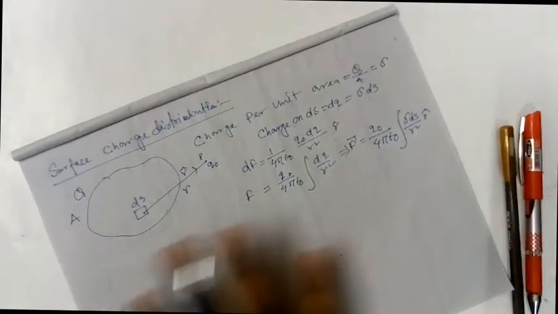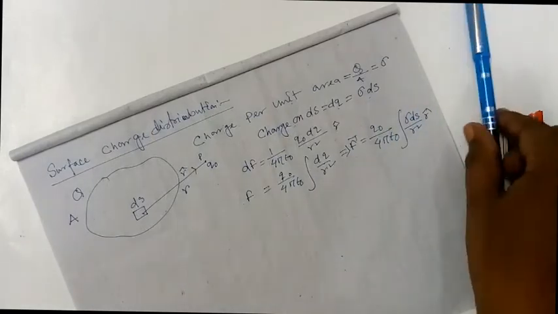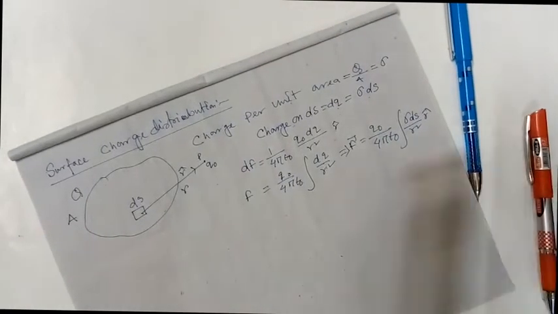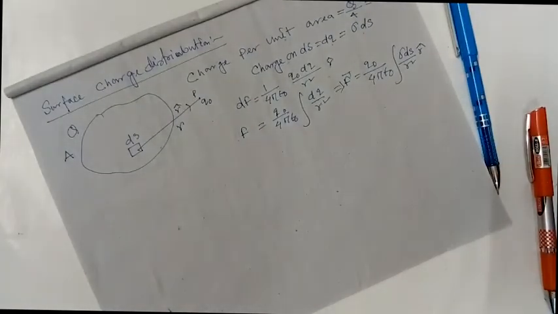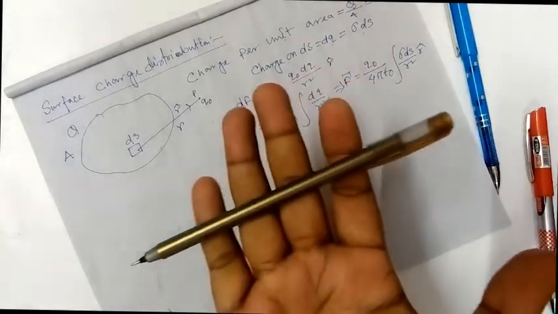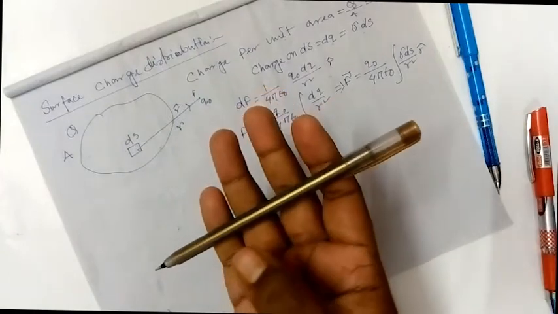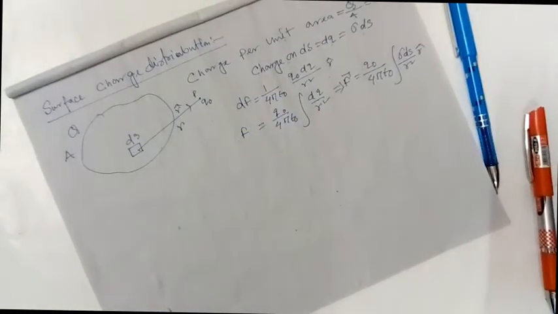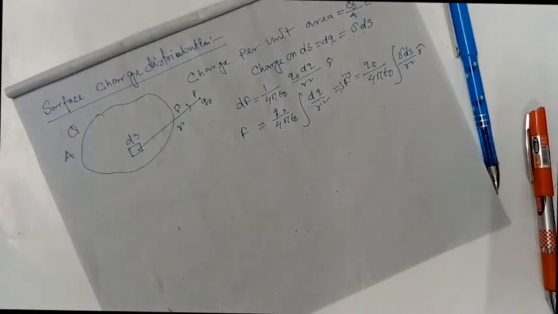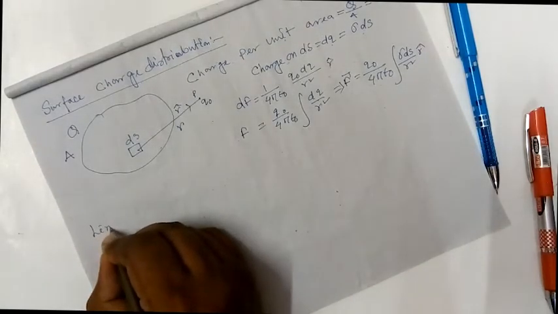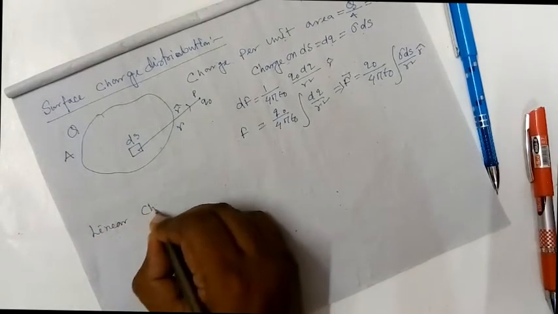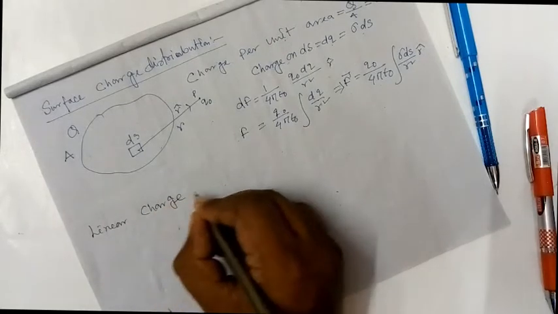Okay, surface charge distribution. Next we will go for linear charge distribution. Assume the charge is distributed just like on the pen we have seen here. If the charge is distributed on that pen, then how are we able to find out the force at a certain distance? So next one is linear charge distribution.